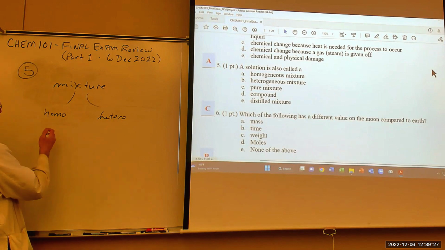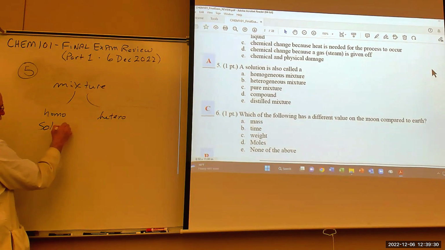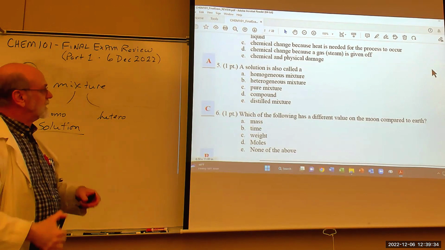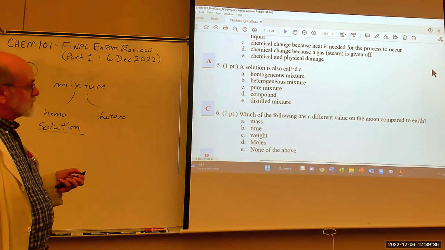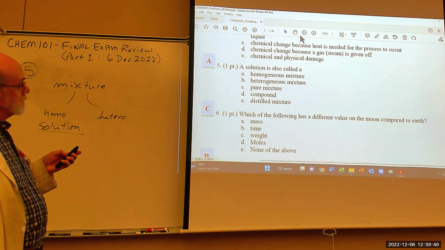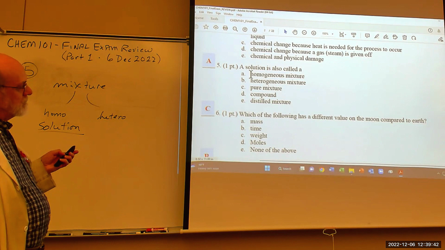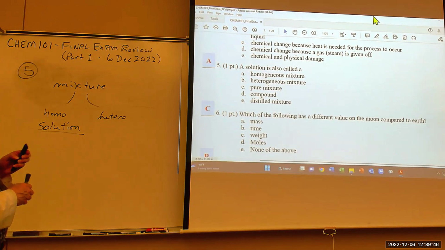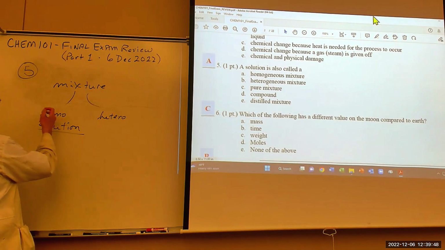Homogeneous mixtures are also called solutions. So that answers the question. Let's see, that green doesn't show up too well. Let me use the pointer. Homogeneous mixture is also a solution. That's why the answer is A.